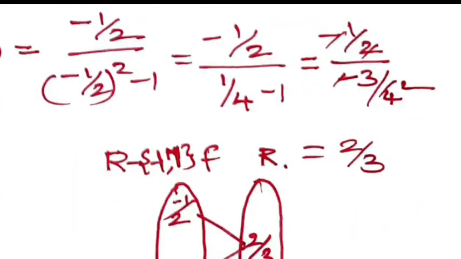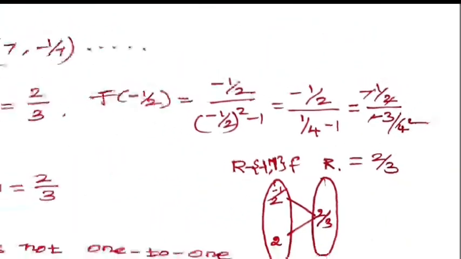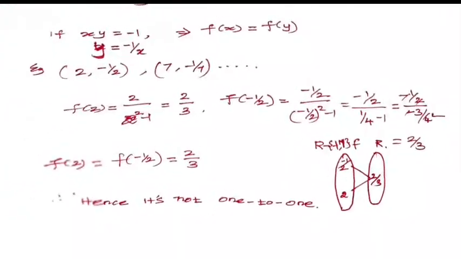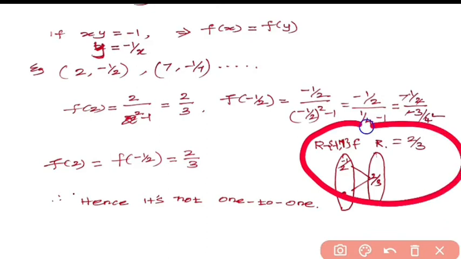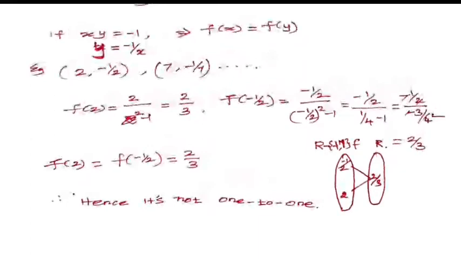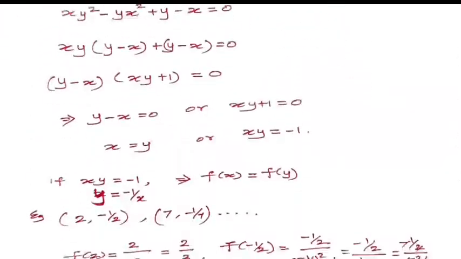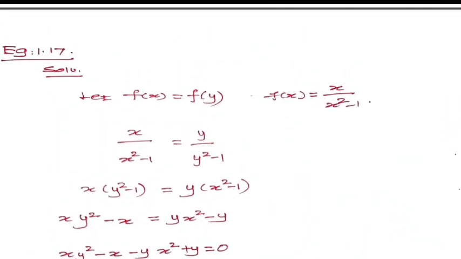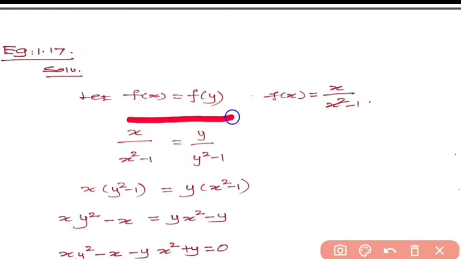So we have f of 2 and f of minus 1 by 2 with the same value, so this is not one to one. That's the sum; they want to prove that it is one to one only. Okay, I repeat. First, f of x equal to f of y.